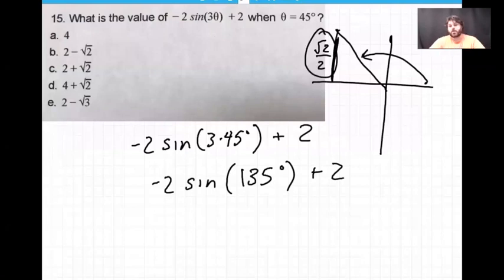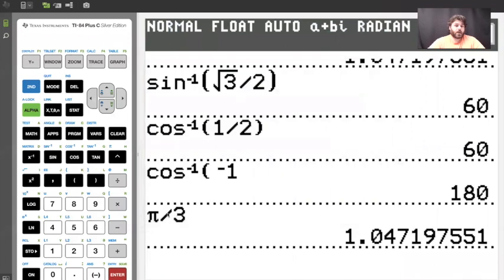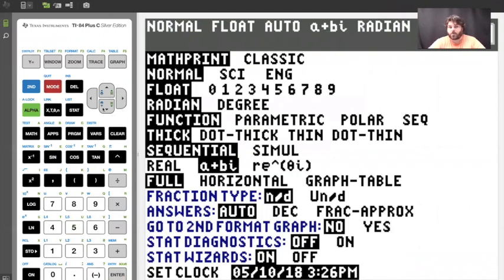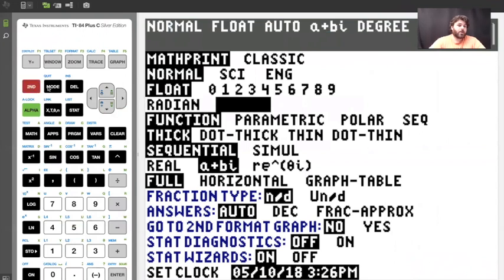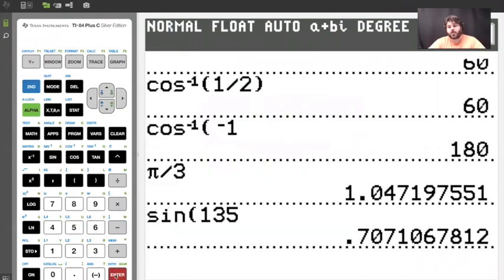If we're not so good with that, we could get to our graphing calculator and just calculate the sine of 135 degrees. Am I in degree mode? No, I'm in radian mode. That will give me something totally strange, so I make sure I'm in degree mode. Sine of 135 degrees is 0.707, which is root 2 over 2, right? We've got to memorize that. 0.707 is root 2 over 2.